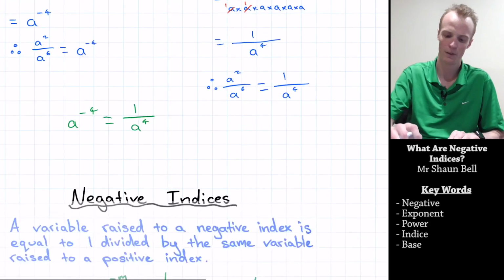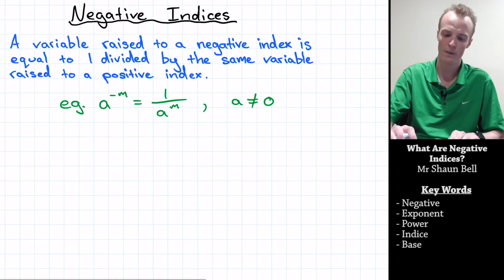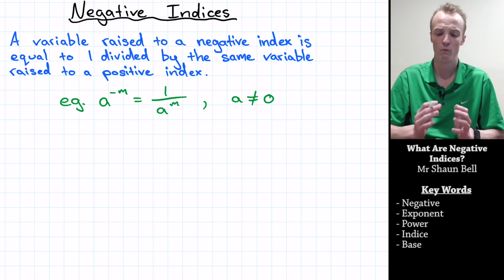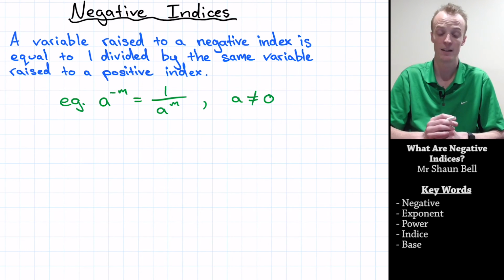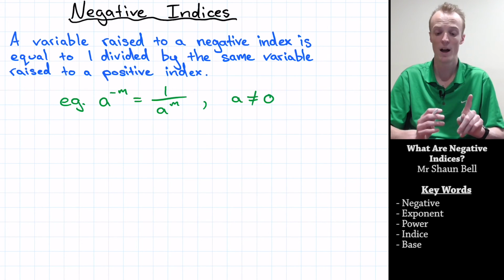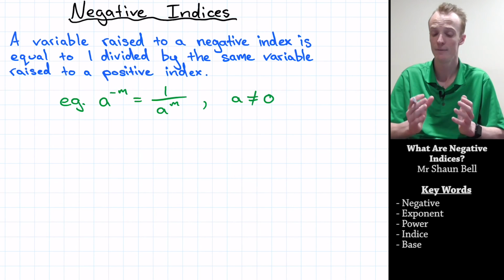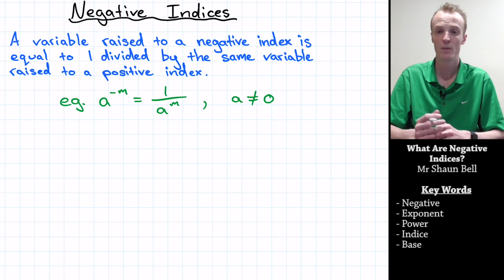So let's summarize this. What we've found is with negative indices, a variable raised to a negative index is equal to 1 divided by the same variable raised to a positive index. So what that means is, if I've got a raised to the negative m, it's going to be equal to 1 divided by a to the m, so long as a is not equal to 0.